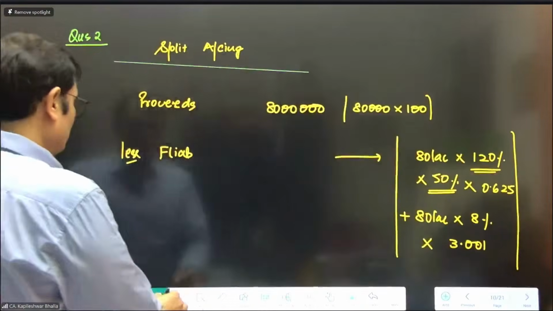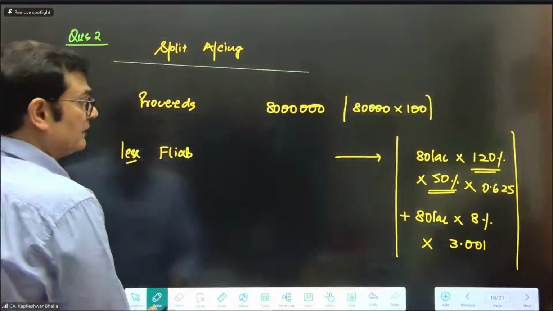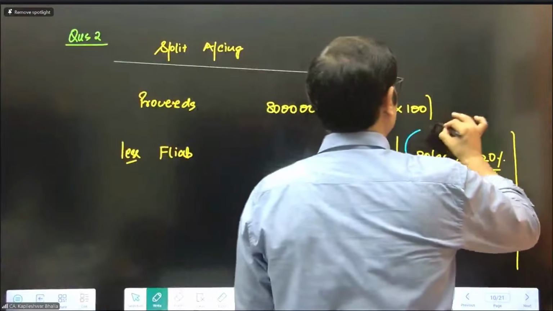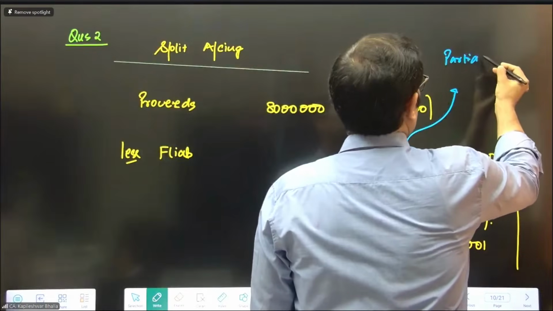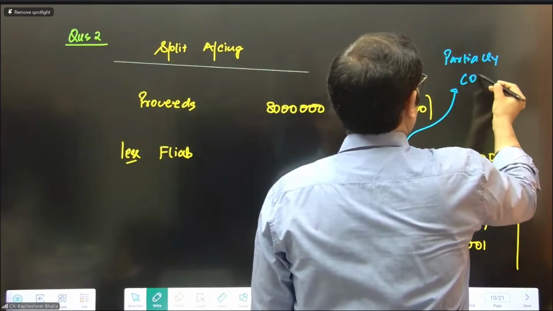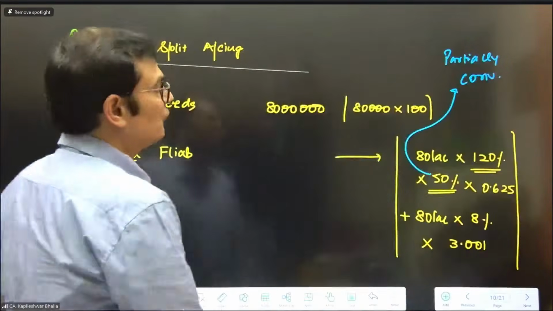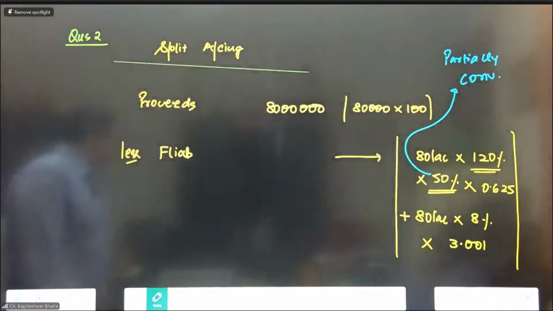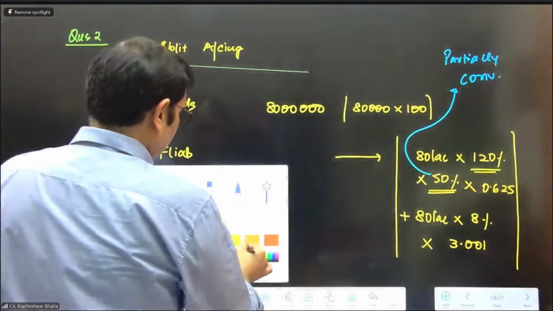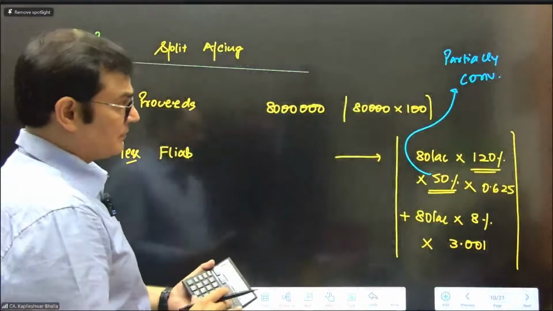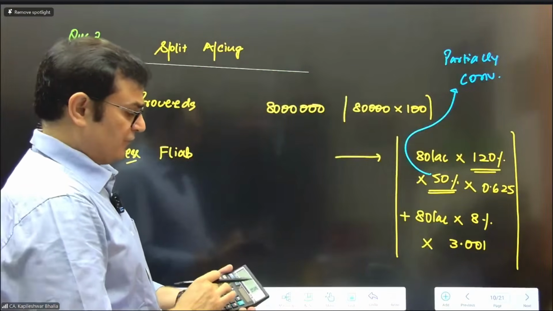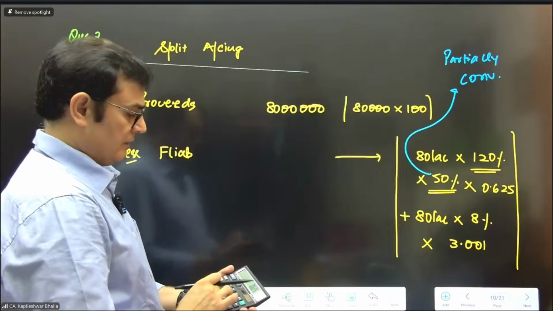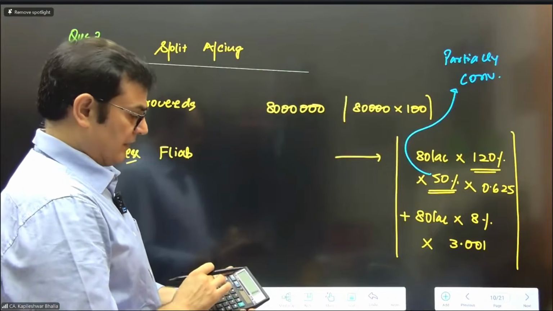The only crucial point we need to keep in mind is that we are considering 50% because it is supposed to be a partially convertible debenture. So we need to consider 50% of the principal. Let's do the calculations. This is going to be 80 lakhs, 120%, 50%. That's 30 lakhs.